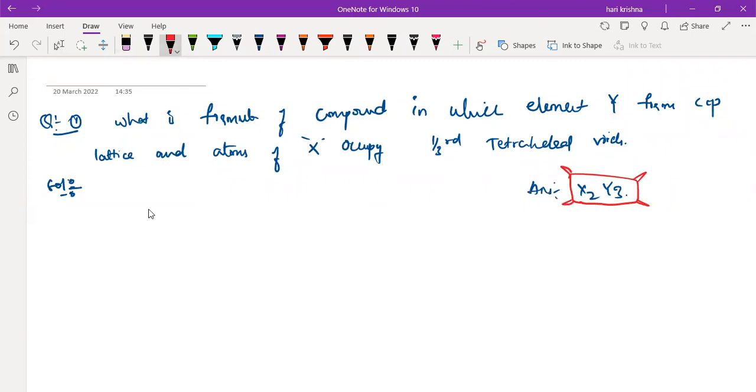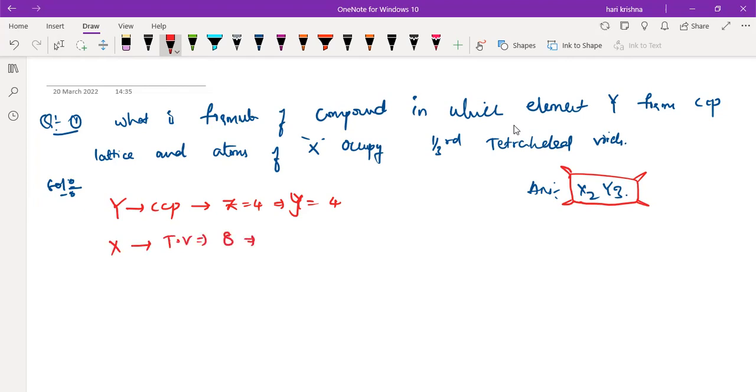See, they said Y atoms are occupying the CCP structure. So if the Y atoms are occupying the CCP structure, CCP means what? Z equal to 4. That means Y atoms will be 4. And X atoms are occupying the tetrahedral voids. Tetrahedral voids means how much? If Z equal to 4, tetrahedral voids will be 8.